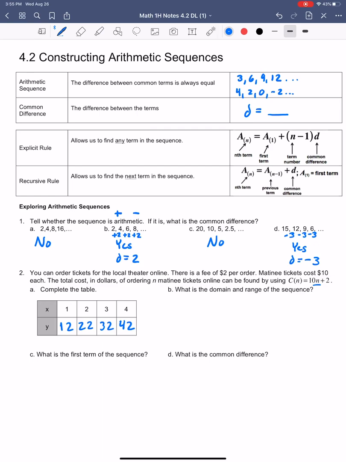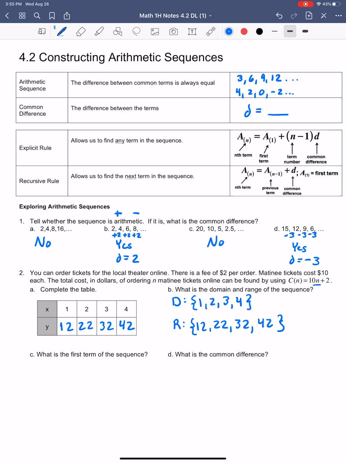What's the domain? What's the range? Remember, the domain is the x values. So that would be 1, 2, 3, and 4. And the range is the y values. So that would be 12, 22, 32, and 42.